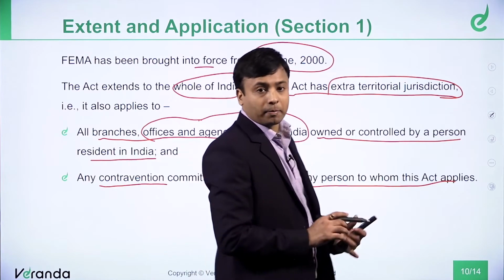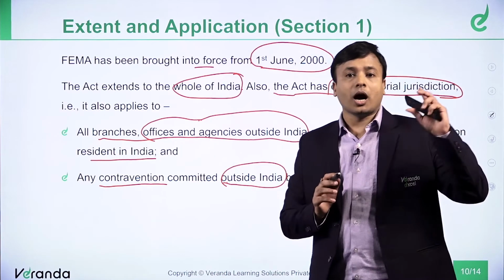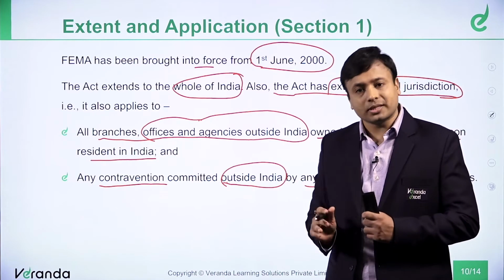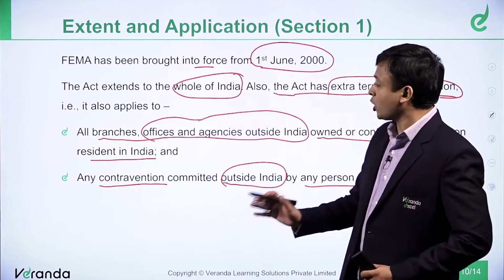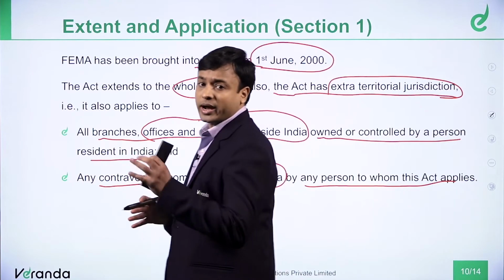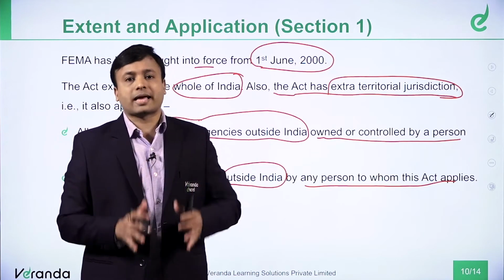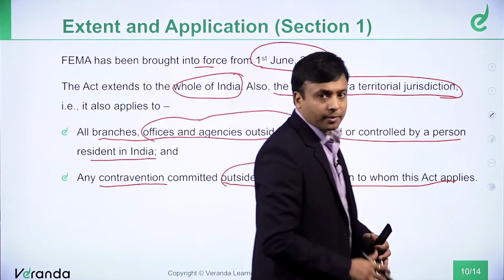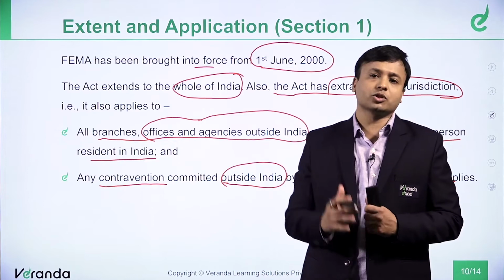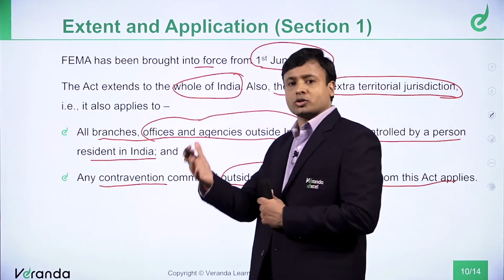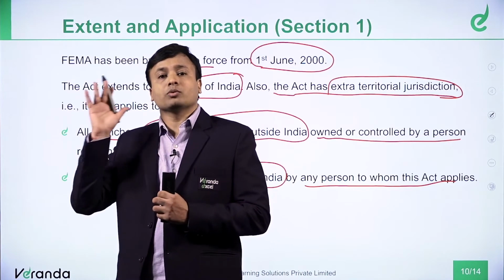So this act applies to all branches, offices and agencies outside India controlled by a person resident in India. Plus, it is also applicable to any contravention which happens outside India to whom this act applies. Say, for example, Mr. Mukesh Ambani travels to Singapore. When he goes to Singapore and any contravention happens, even then the act applies to that situation.